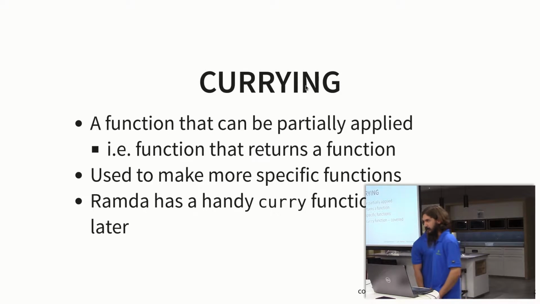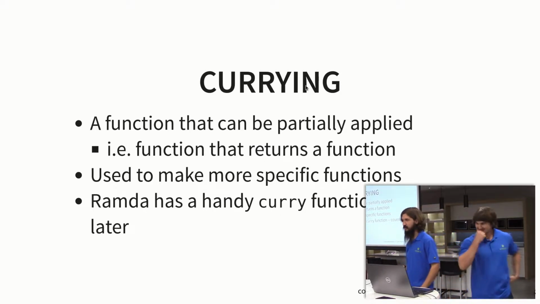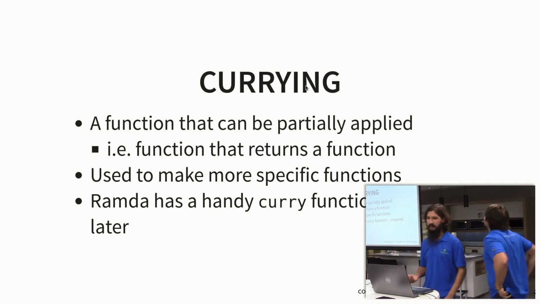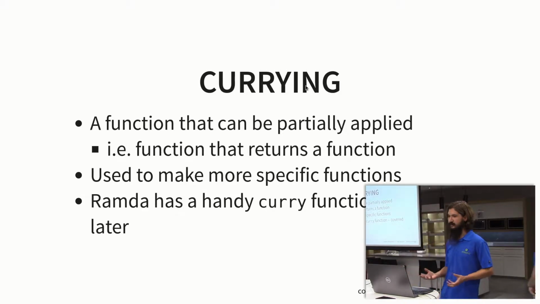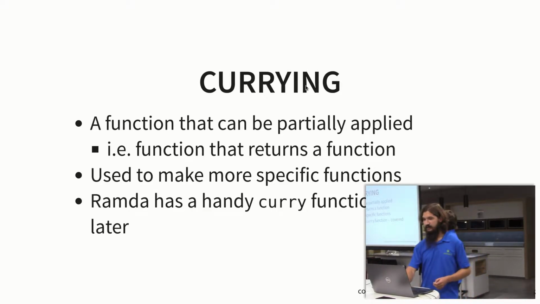So, returning functions, we've got currying, which is a fundamental part of functional programming, where you return a function to create more specific functions. This can also be used to create scope in certain places, where you can pass data to a function to later use that function, which has that scope, somewhere else where you might not have that data. Ramda has a very handy curry function, which we'll be covering at a later stage.